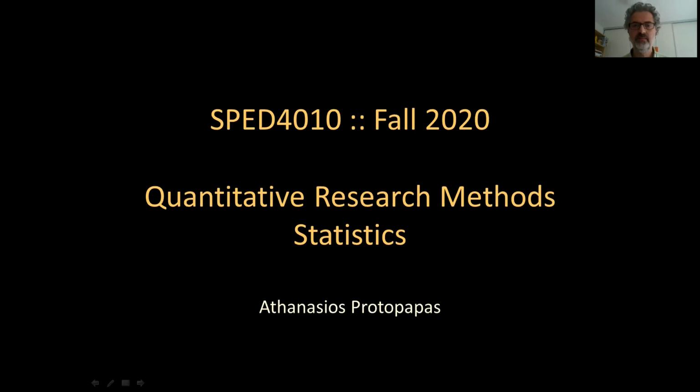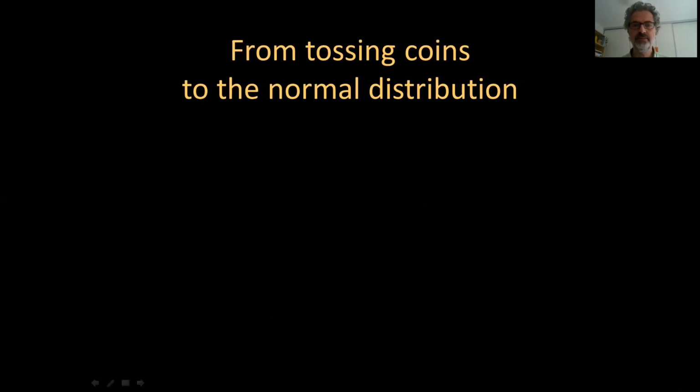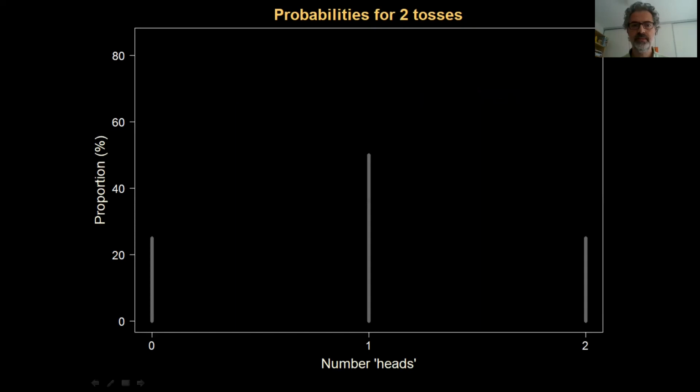In this video, we will introduce the normal distribution based on what we've learned from our coin tossing experiments. Let us recall the probabilities for two coin tosses. The probabilities for getting heads 0 times, so 2 tails, once, so one of each, or twice heads.